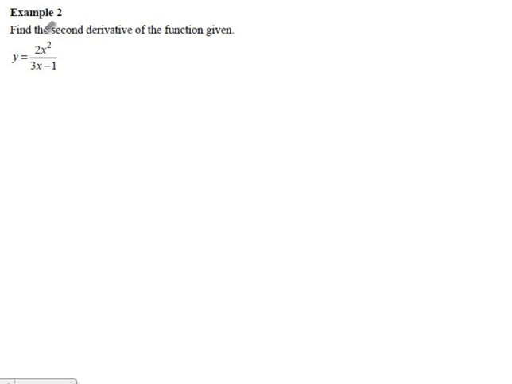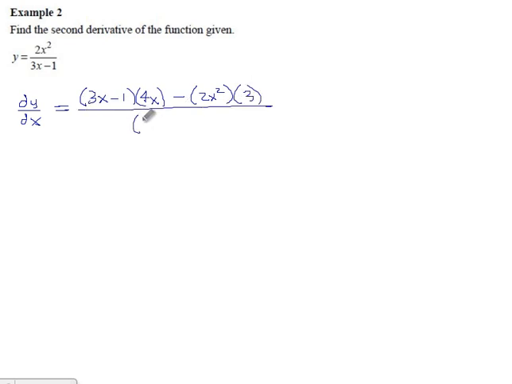Okay, a second derivative again. So this one is a quotient, which means the quotient rule will apply, and it says you do bottom d top minus top d bottom over bottom squared. So here we go. Bottom d top, that would be 4x, minus top d bottom, just 3, all over the bottom squared, which is 3x minus 1 all squared.